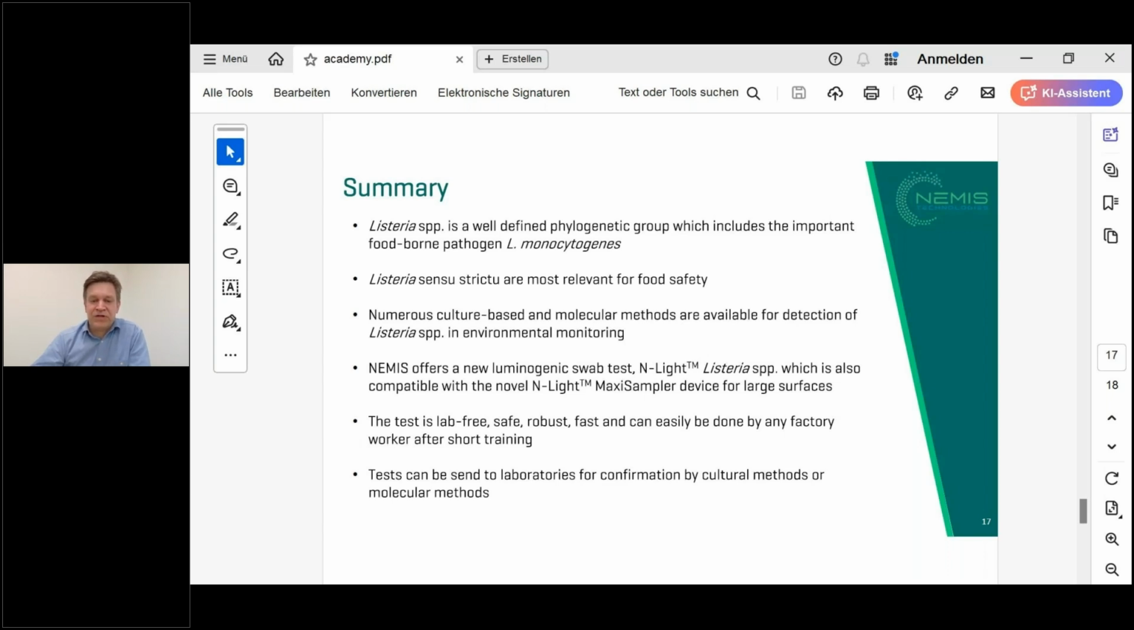This test is, on the one hand, lab-free. You don't need a biosafety lab. It's safe because we have this biosafety cap, which prevents any spillage of enrichment broth. It's robust, fast, and can easily be done by any factory worker after a short training. The good thing is also that it can be incorporated in wider testing schemes, so you can send it out to laboratories for confirmation by cultural methods and also directly by molecular methods. Yeah, that's it.